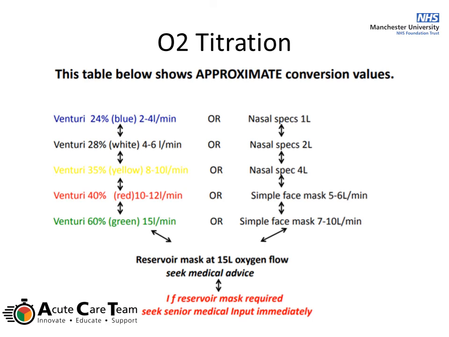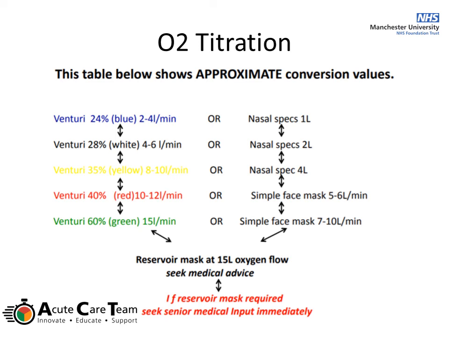So with patients who are using these devices, there is an order in which we should escalate these devices. In first instance, they'll have a Venturi on 24%, which is 2 to 4 litres, or they could be on nasal specs 1 litre. Moving up, you have 28%, which is the white Venturi, 4 to 6 litres per minute, or nasal specs 2 litres. Then we have the Venturi 35%, which is the yellow, and that's 8 to 10 litres per minute, or nasal specs 4 litres. Now, 4 litres is the most we can give through nasal specs.